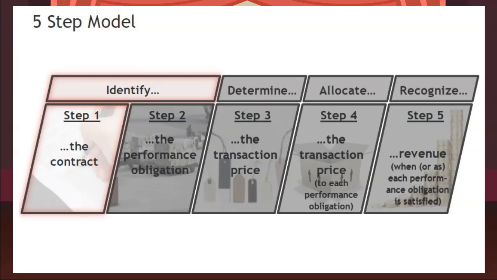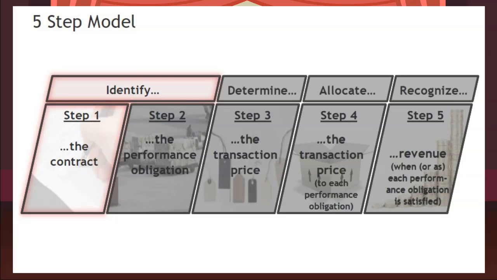The new standard establishes a single comprehensive framework for revenue recognition. The core principle is that a vendor should recognize revenue to depict the transfer of promised goods or services to customers in an amount that reflects the consideration to which the vendor expects to be entitled in exchange for those goods or services. Revenue will be recognized by a vendor when control over the goods or services is transferred to the customer.